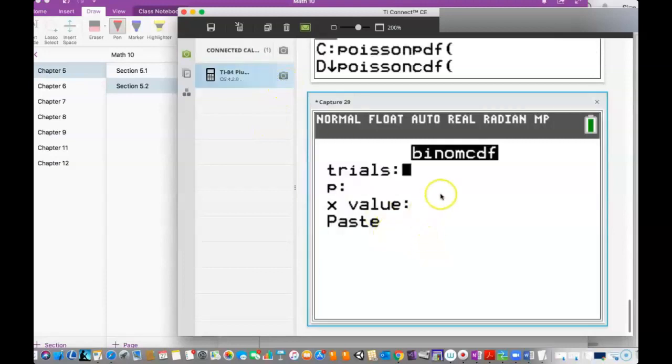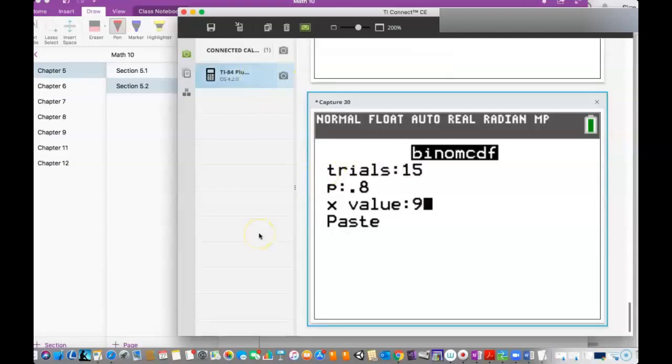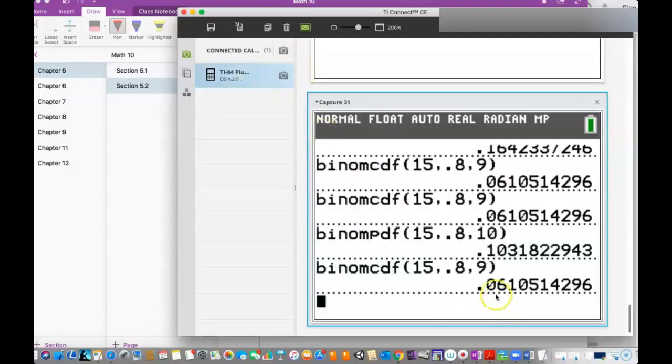Now you have this page. Enter the numbers for trials. We have 15. Probability is 80% and X is 9. Okay, I have this. Then press enter. So this is 9. So press enter, again enter. Here my answer is 0.06105. Rounding that, we have 0.0611. So exactly same answer.